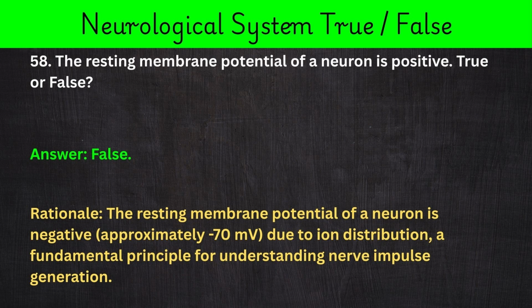58. The resting membrane potential of a neuron is positive. True or false? Answer: false. Rationale: the resting membrane potential of a neuron is negative, approximately -70 mV, due to ion distribution, a fundamental principle for understanding nerve impulse generation.